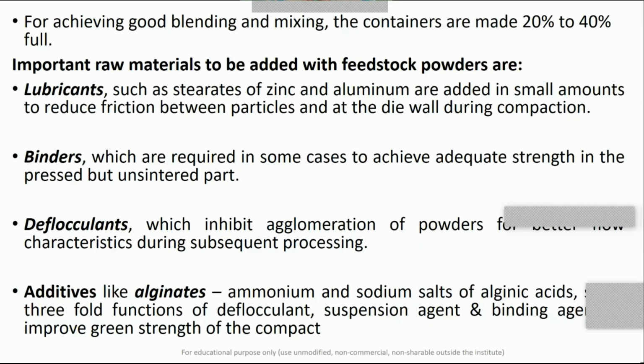So the first ingredient or raw material which is added along with the feedstock powder is the lubricant. We have different types of lubricants, and generally the stearates of zinc and aluminium are added in small amounts, and these are available basically in powder form, with a soapy, greasy touch, and they are mixed along with the powders to be mixed. What it does is reduce the friction between the particles and at the die wall during the compaction.